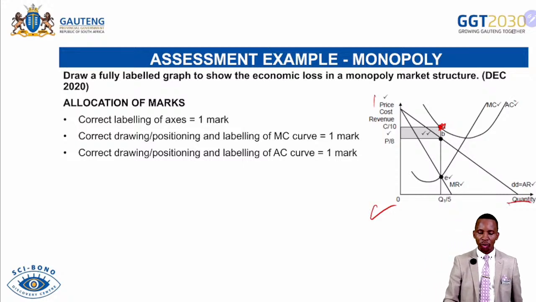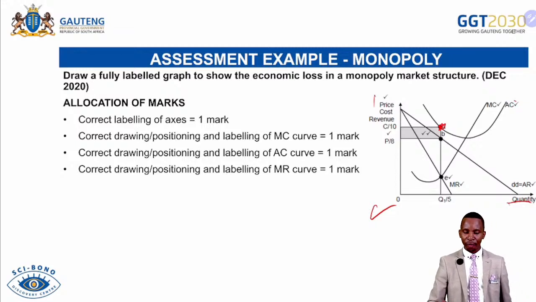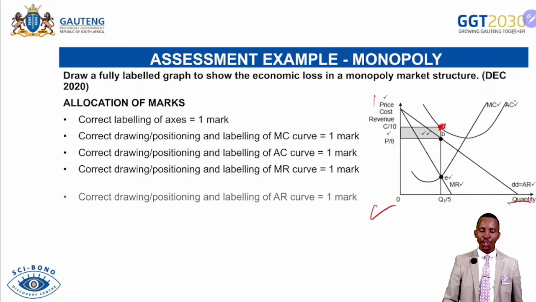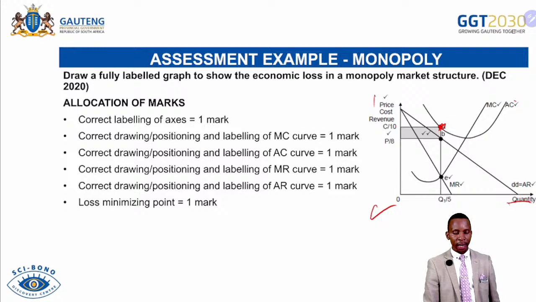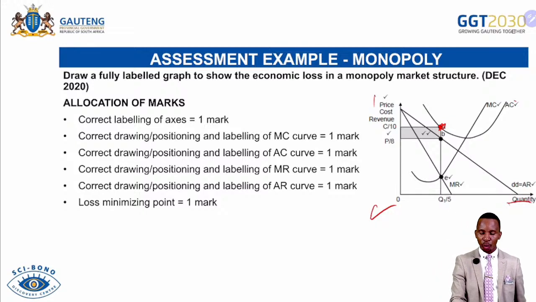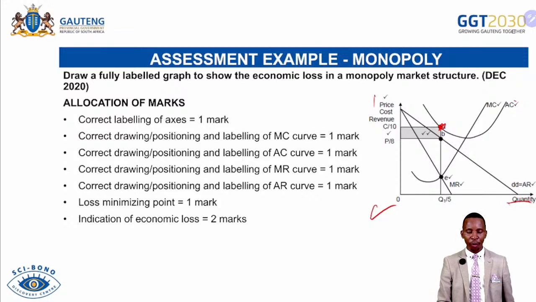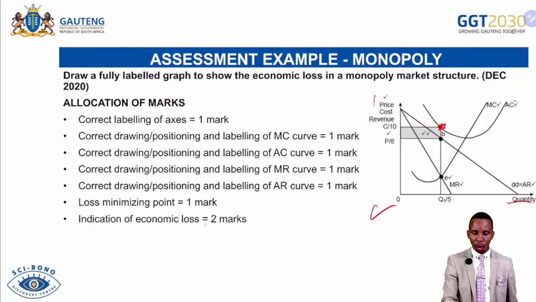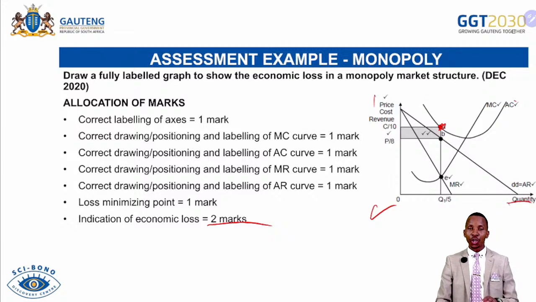And then also, let's check the allocation. Correct drawing and positioning of the MR curve: if MR is correctly drawn, it gives you a mark. So this simply guides you on how you should be drawing your graph. Correct drawing and labeling of AR: if it's labeled correctly, that gives you a mark. Loss minimization equals 1 mark. And then indication of the loss, which is the shaded area, is 2 marks. So you can see how marks were provided here for you to get the maximum mark.